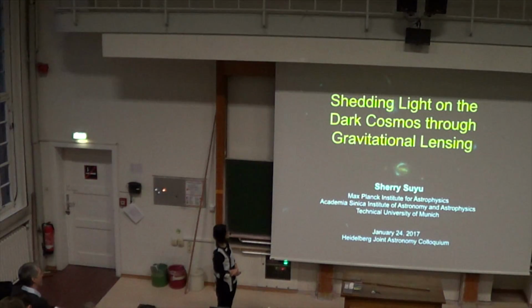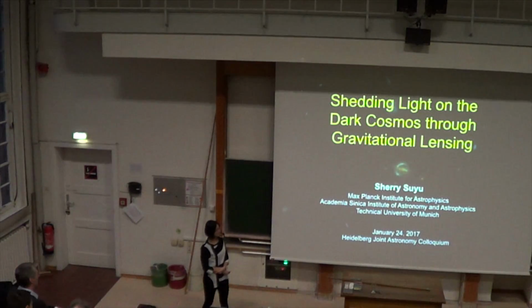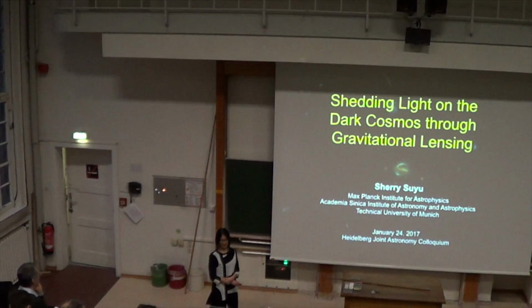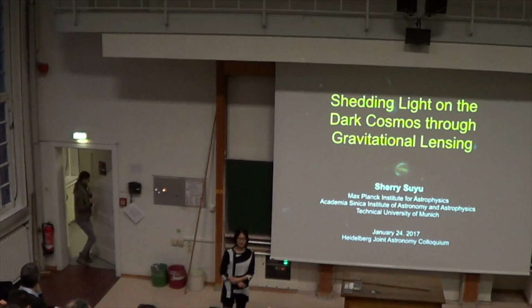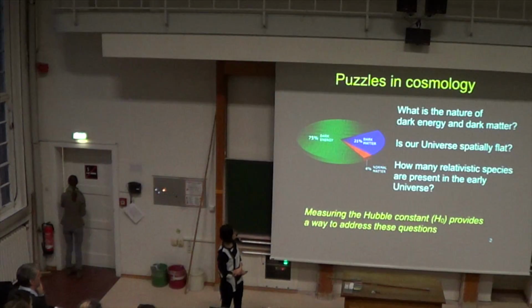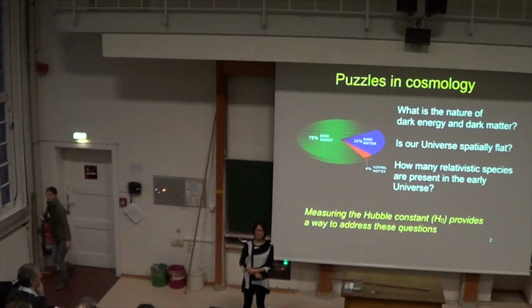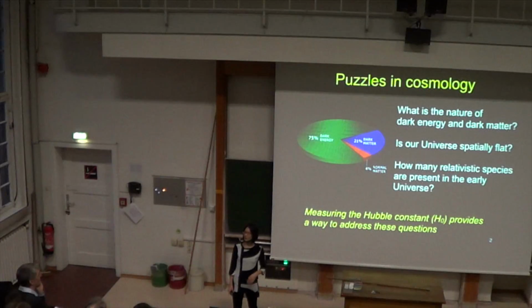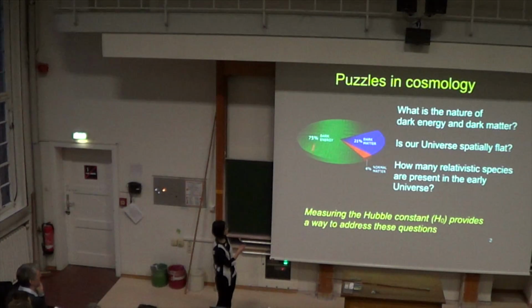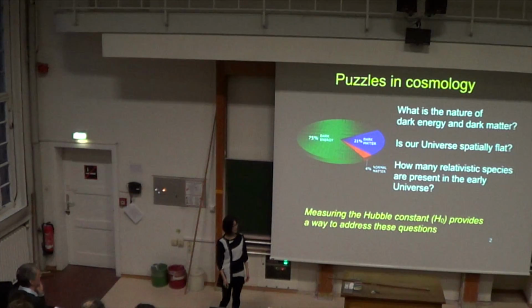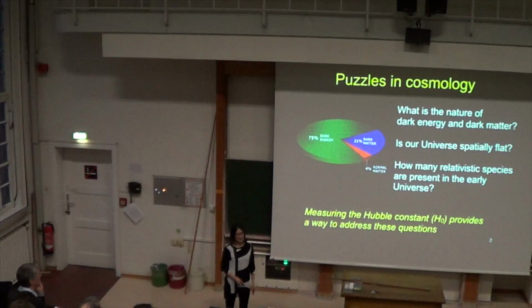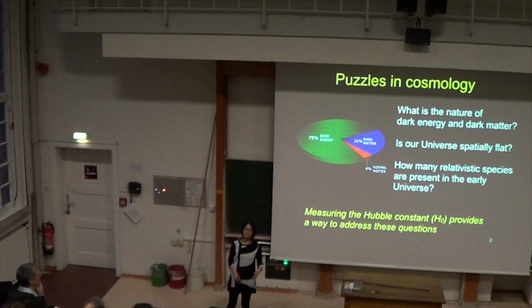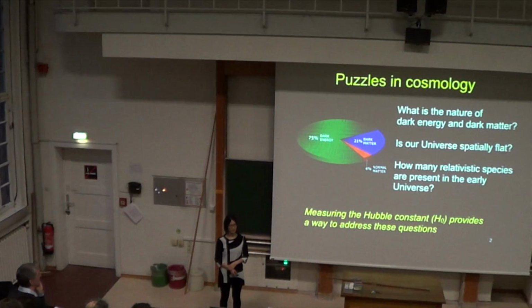I'm happy to tell you about shedding light on the dark cosmos through gravitational lensing. In the past decade or so, a standard cosmological model has emerged, namely the flat lambda CDM model, where our universe is spatially flat and composed of mostly dark energy, described by the cosmological constant lambda, and cold dark matter, CDM. This lambda CDM model fits observations on the large scales very well, including the cosmic microwave background.